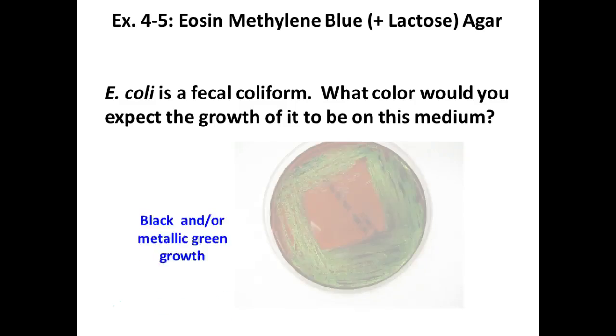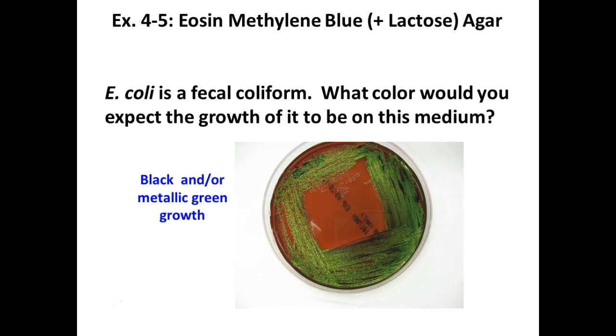This is the pretty one. You'll get a black or metallic green growth. And this is the interaction of the acid it produces when it ferments and the dyes that are present in the media. So somebody's got to have a plate. Look at your EMB plates. Who's got the pretty green plate?